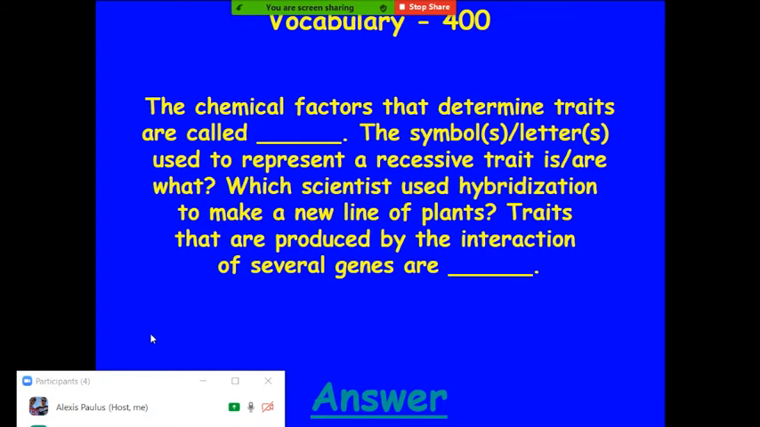All right, the chemical factors that determine traits are called blanks. The symbols or letters used to represent a recessive trait is or are what? So is it singular? Is it plural? Which scientists used hybridization to make a new line of plants? And traits that are produced by the interaction of several genes are called blank.